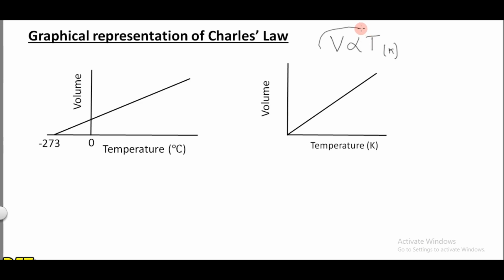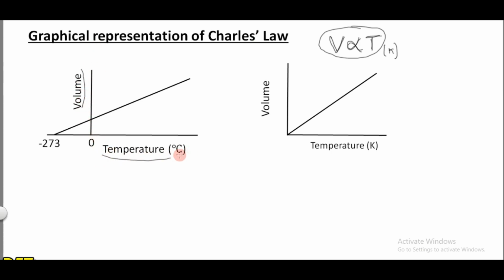So, this is a mathematical representation of Charles' law, that the volume of a given mass of gas is directly proportional to the absolute temperature, which is in Kelvin, provided the pressure remains constant. These two graphs describe Charles' law. So when you see a graph in your exam where the vertical axis has volume and the horizontal axis is temperature, that graph is most likely going to be a Charles' law graph.